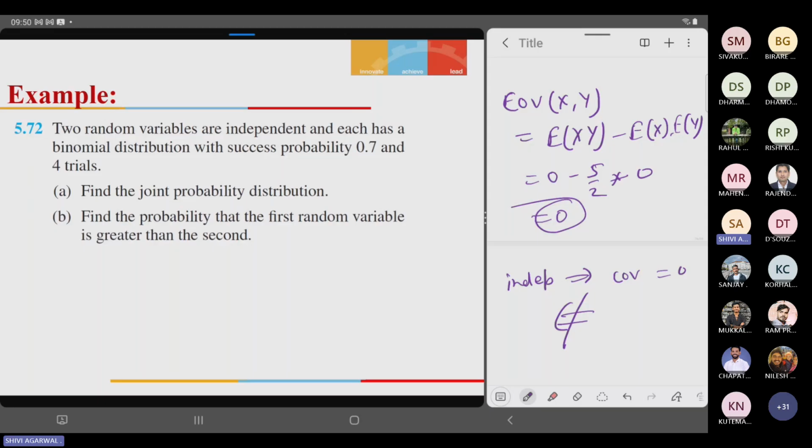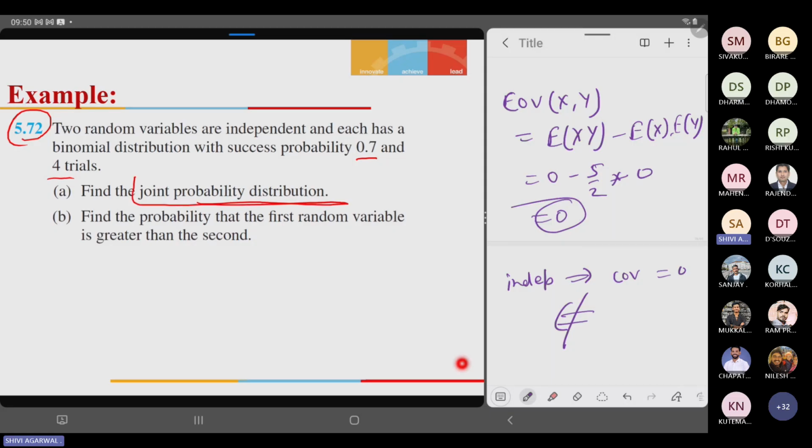Just do it on your own. Now, one example which is a question from your textbook. The two random variables are independent and each has a binomial distribution with success probability 0.7 and 4 trials. Okay, 0.7 and 4 trials. Find the joint probability distribution.